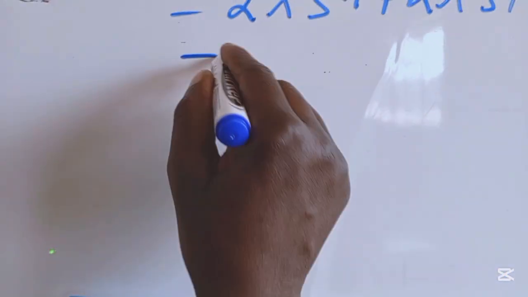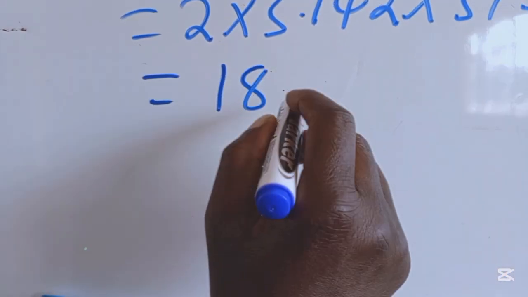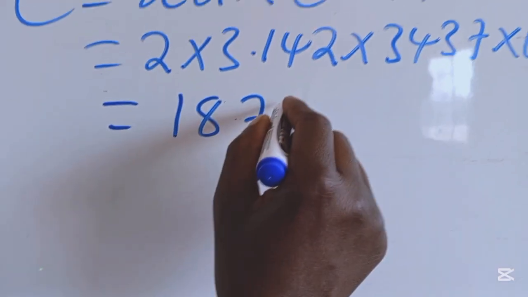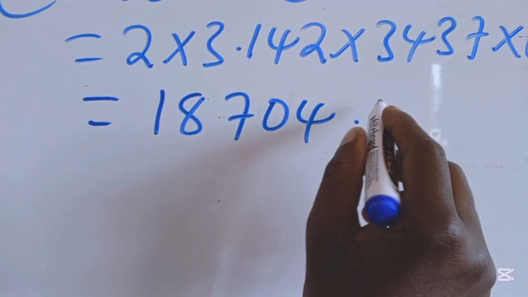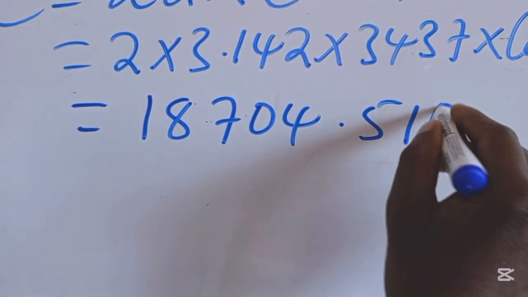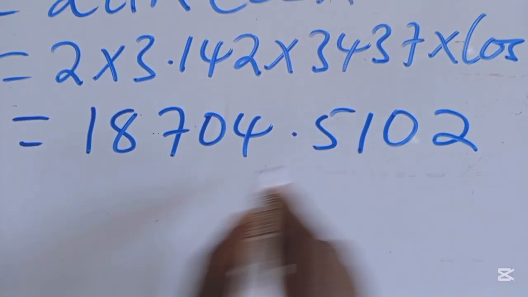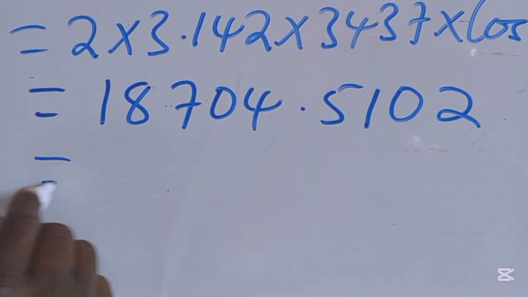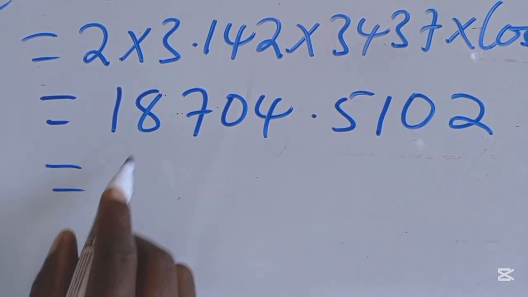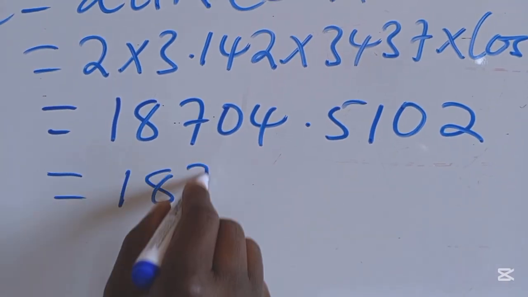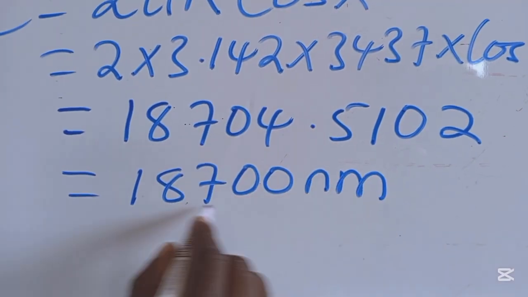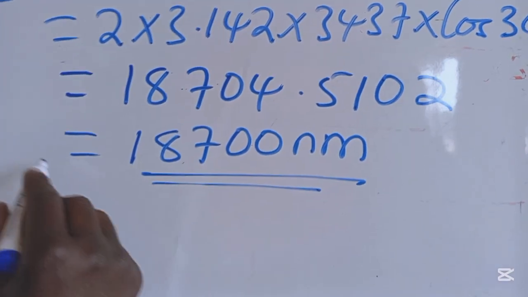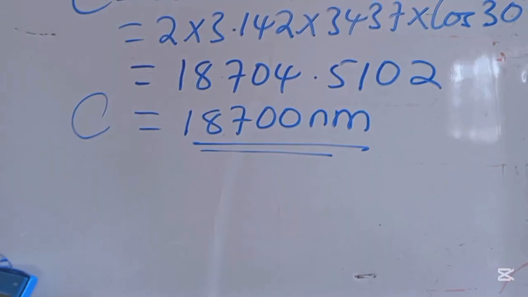It will be 18,704.510, and then to 3 significant figures, 1, 2, 3, it is just 18,700 nautical miles, and this is the circumference. So this is method 1.